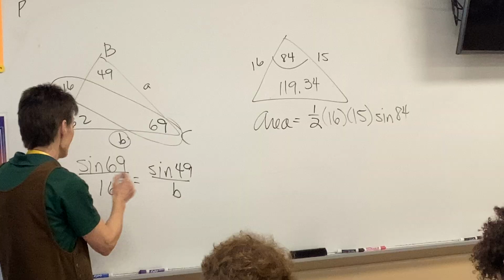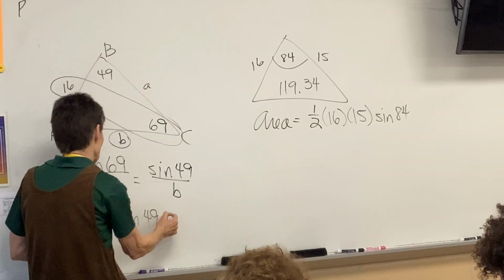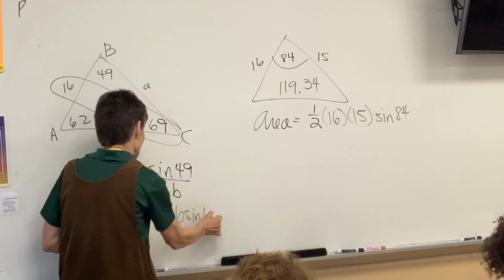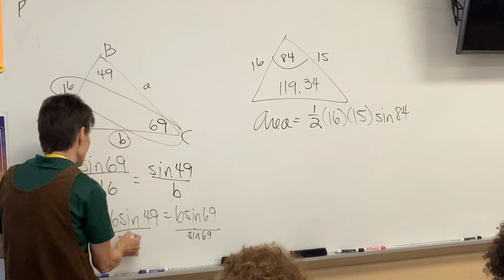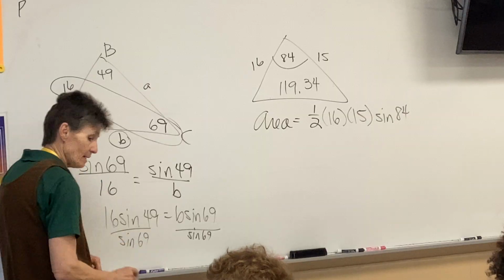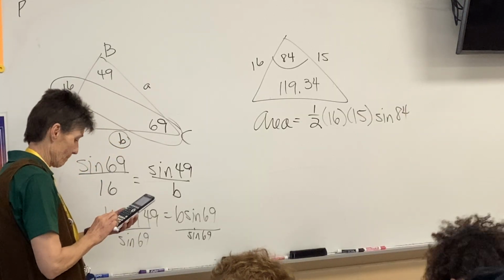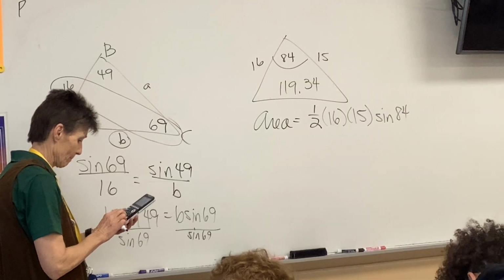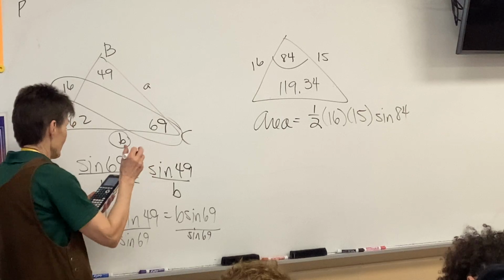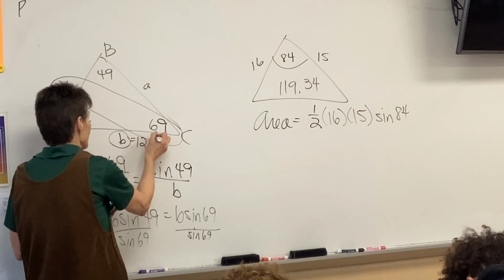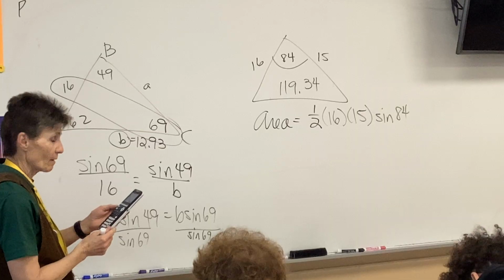All right? So here we go. Let's quickly cross multiply and find side B. I got 12.93, but I'm going to wait for confirmation from one of you. Is that right?